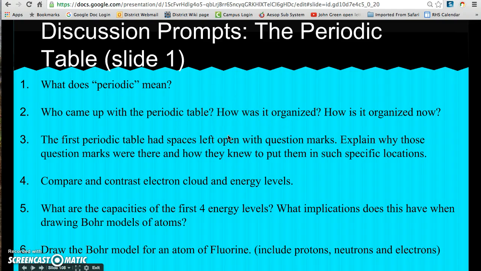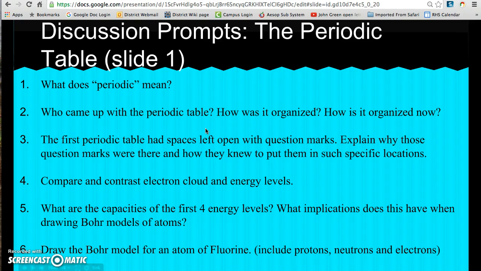Number four, compare and contrast electron cloud and energy levels. The analogy I used in class that some of you probably heard already is that the electron cloud really is like the building, and the energy levels are like the floors in the building. So if you think about a building, even like our Rogers High School, you think about the fact that the full building from ground to roof would be the electron cloud, and first floor and second floor would be the different energy levels within that electron cloud. So the electron cloud describes the big area around the nucleus, whereas the energy levels describe a more specific area.